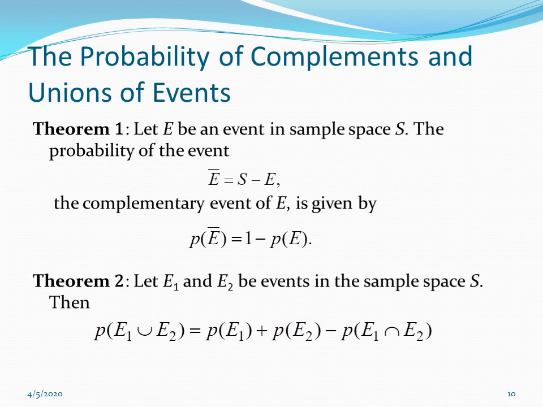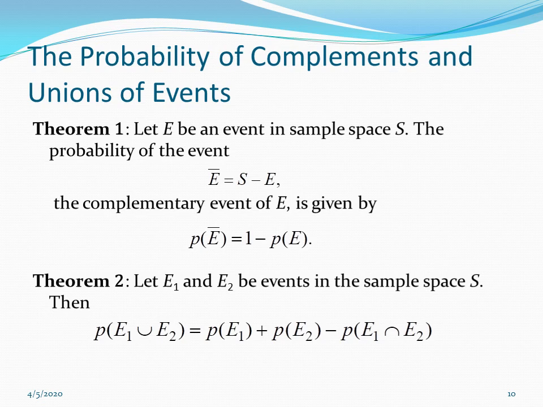Now, to calculate the probability of the union of events, the probability of E1 union E2 is equal to the probability of E1 plus the probability of E2 minus the probability of the intersection of E1 and E2. And of course, this follows from the way to calculate probability, where we are counting the number of events. This is based on the counting rules for the union of two sets. It follows that the probability of the union of events is calculated by adding the probability of the two events and subtracting the probability of the intersection.